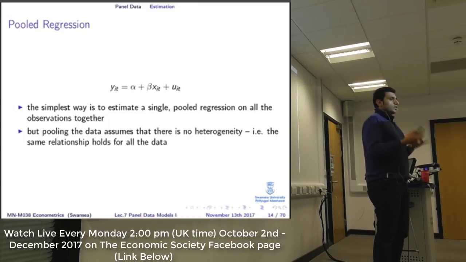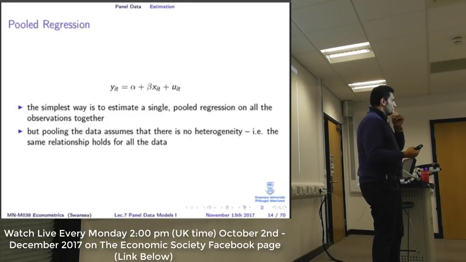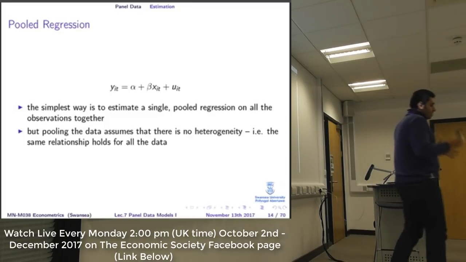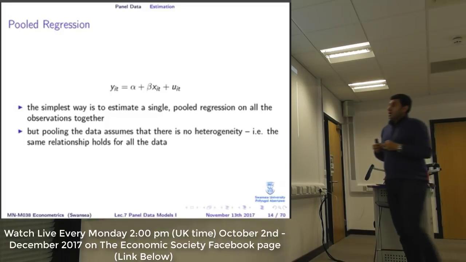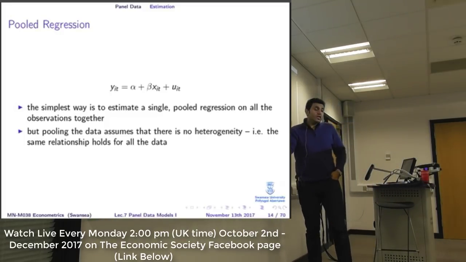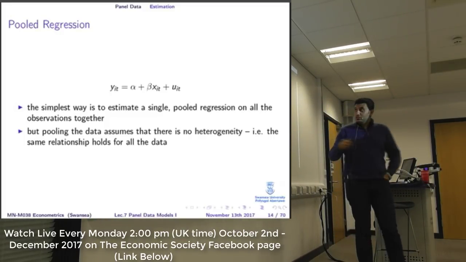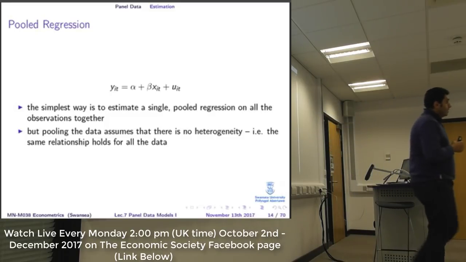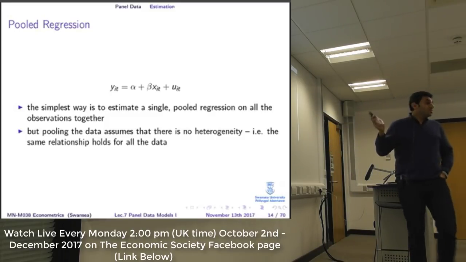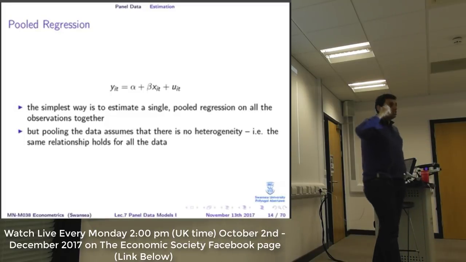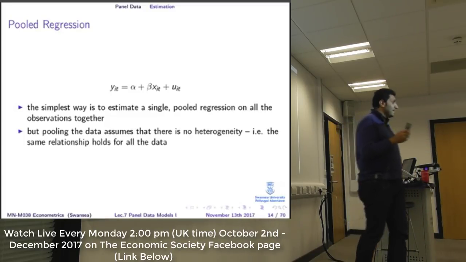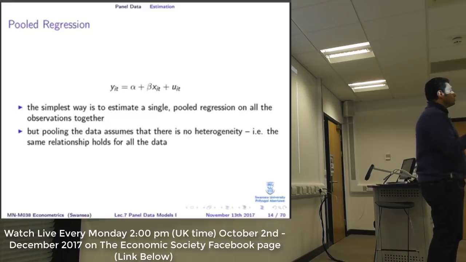What we discussed before, we based our discussion on OLS estimation, ordinary least squares. So with panel data, how can we estimate this model? How can we estimate the parameters here, beta? One way to do it, or the simplest way to think of that, is just to ignore the fact that you've got panel data, and that's what we call pooled regression.